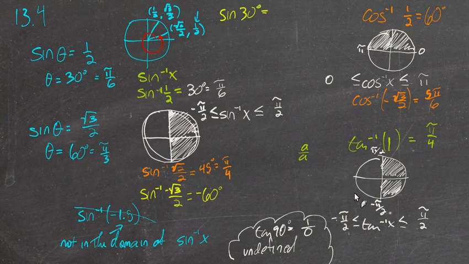Now, hopefully, what we have is this really meaty understanding that what the inverse sine means is I'm looking for an angle that has this sine. What the inverse cosine means is I'm looking for an angle that has this cosine, and the inverse tangent has this tangent. And so when we go to use it in the practice problems, I think it'll make a lot more sense. Okay?